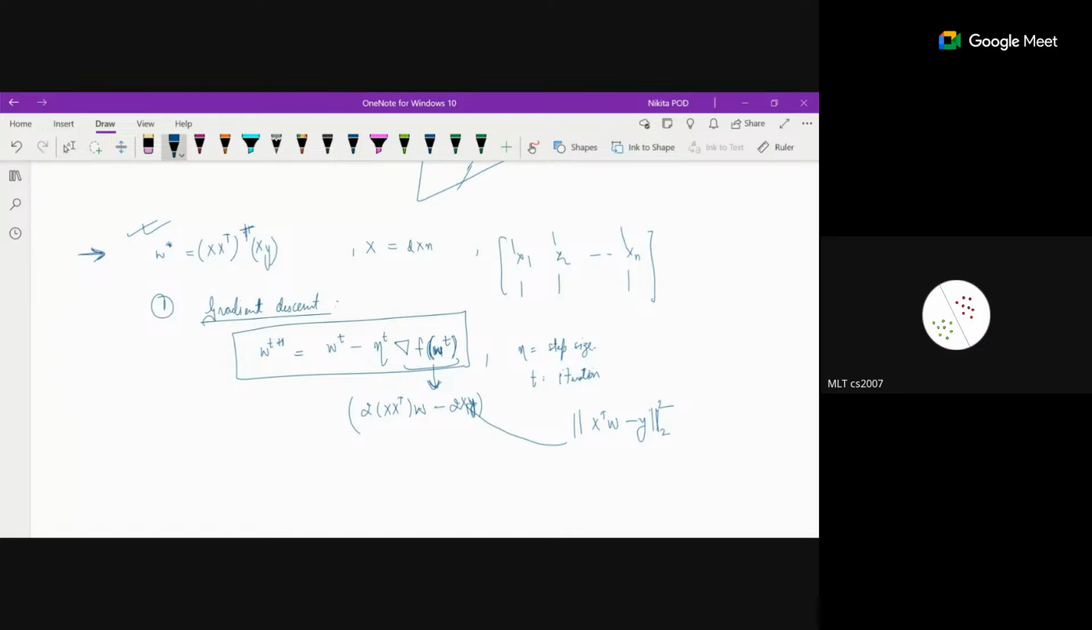So this is the update rule for the gradient descent method. This is your update rule.